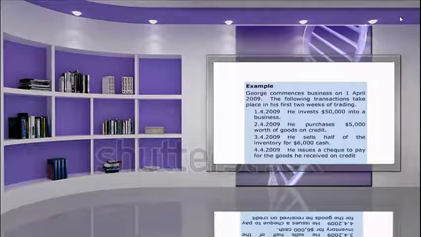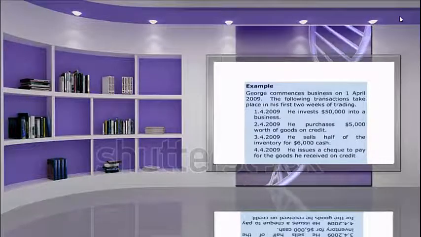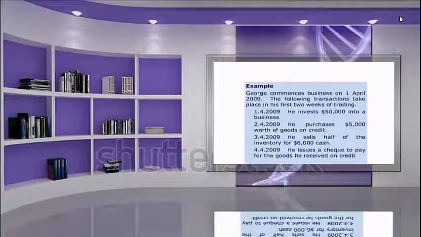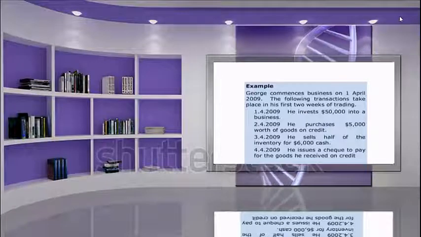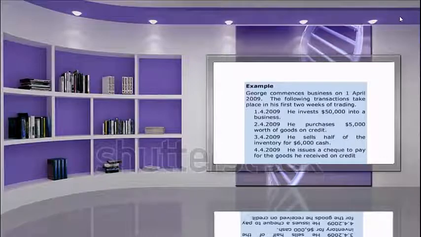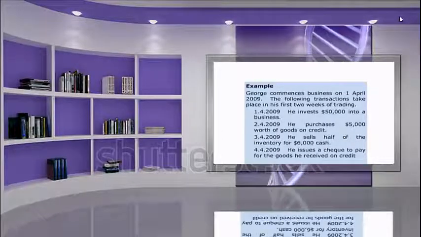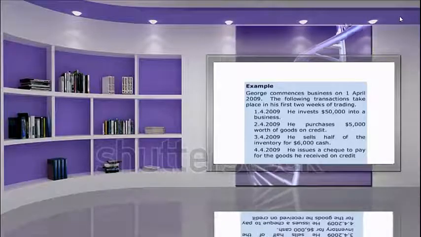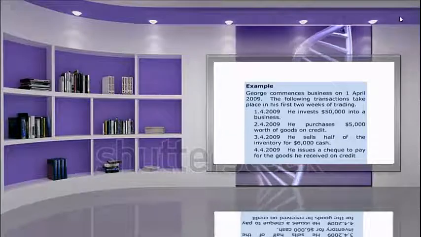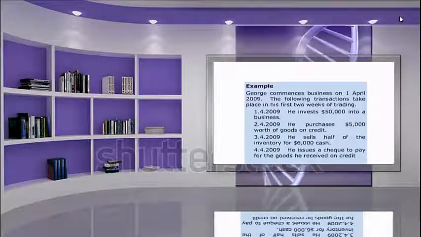What we have here is George, and George commences business on the 1st of April 2009. The following transactions take place in his first 2 weeks of trading. So we can see then that we have 8 transactions for George in his first 2 weeks of trading, and we've got them listed out as you can see in your notes. Let's have a look at the first transaction.